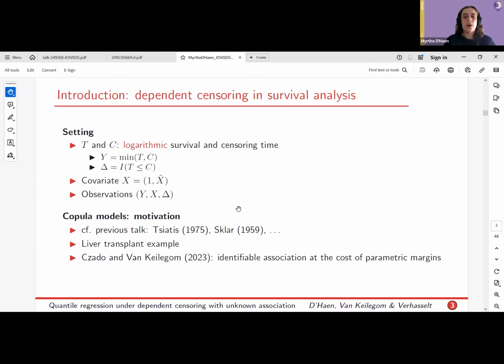Now, as was also pointed out, the strength of the association parameter is in practice typically not known. And so therefore we will use this recent paper by Czado and Van Keilegom, where we can identify it based on the data.